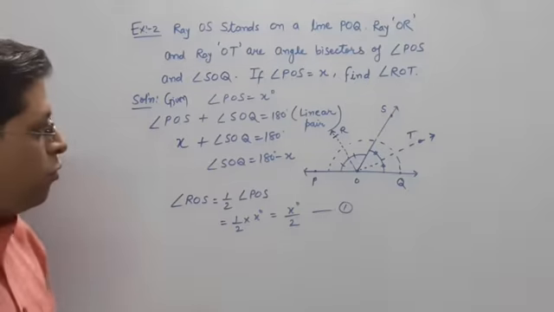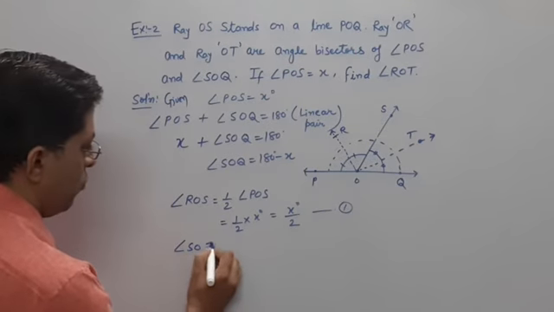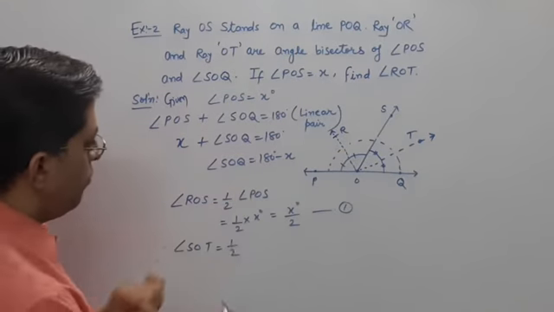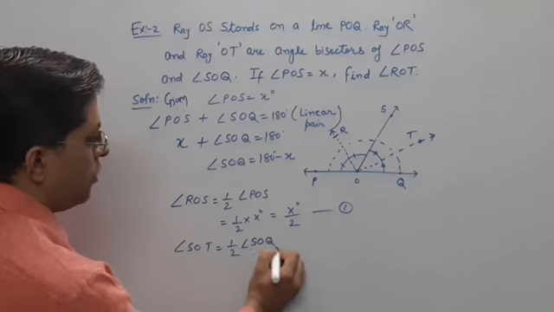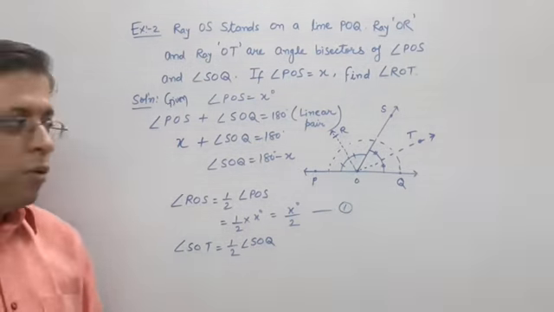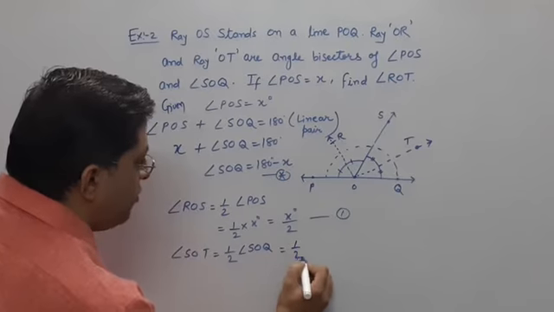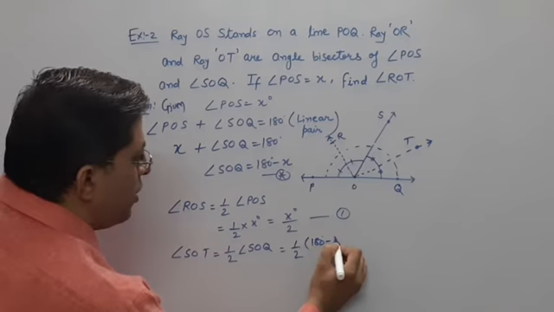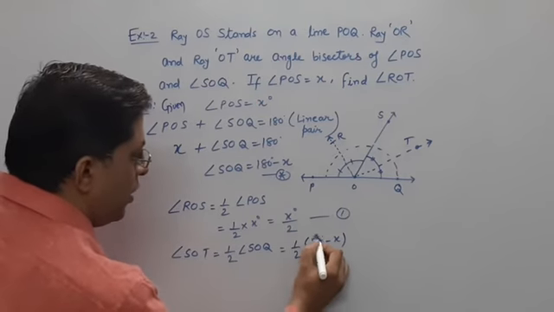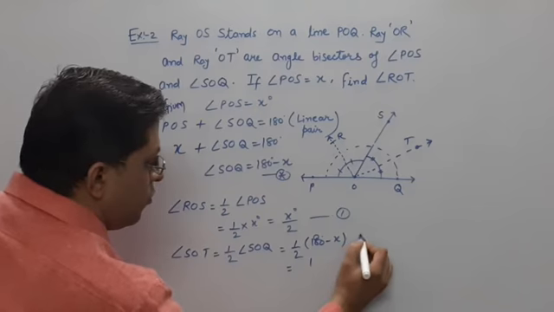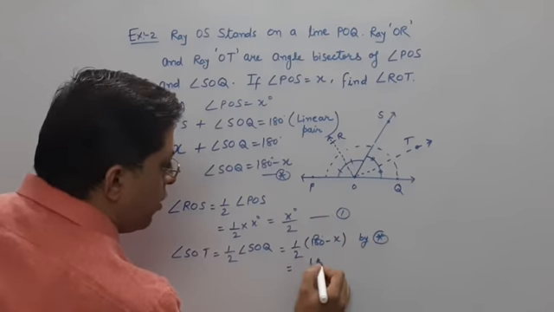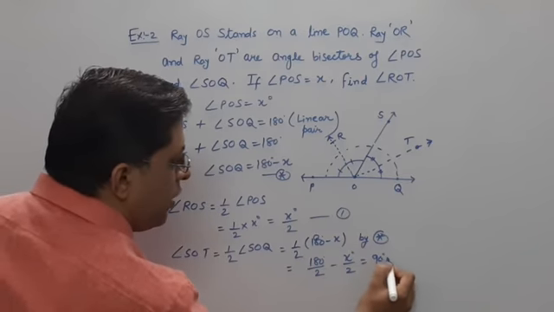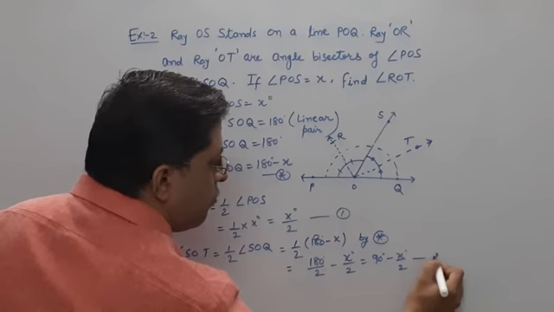Then you have to find angle SOT. This will be half of SOQ, because it is the bisector of it. What is SOQ? You can see this is 180 degree minus X. You can write 180 degree upon 2 and X degree upon 2. This is 90 minus X by 2. This is equation number 2.